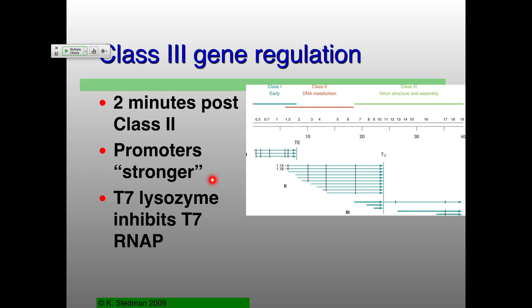And then this T7 lysozyme, as I mentioned before, it has activity in terms of getting outside the cell, but it also shuts down the activity of the T7 RNA polymerase. And basically what that means is it stops the RNA polymerase from binding to these class 2 promoters and only allows it to bind to the class 3 promoters. So it's also down-regulating your transcription. But again, it's all about transcription here. Just more transcripts, more proteins. Okay. Happy with this? Do you want to talk about genome replication?